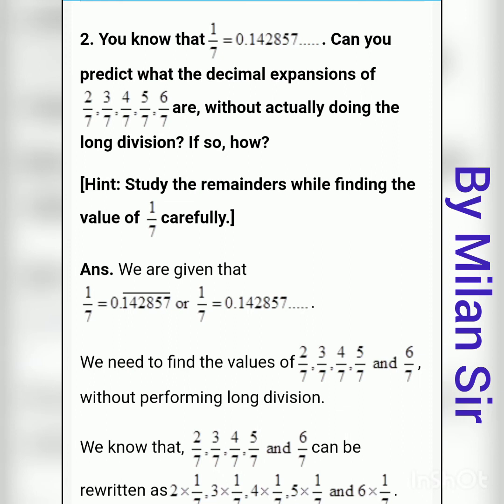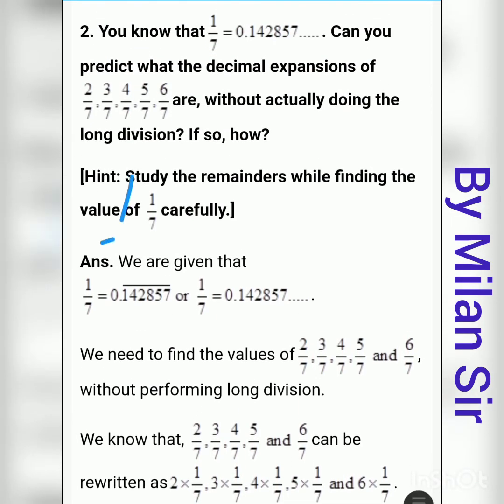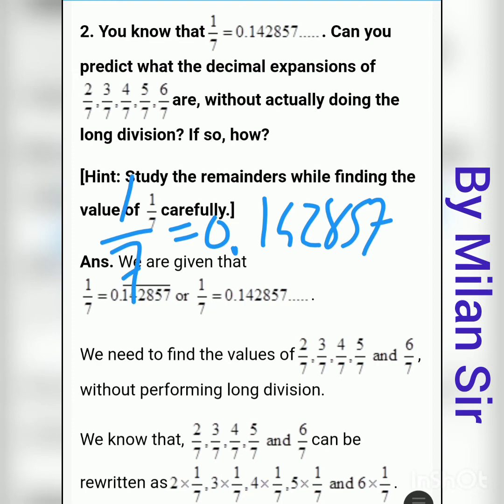Okay, so here first of all we know the value of 1 by 7, right? 1 by 7 is equal to 0.142857. Now we need to find the value of 2 by 7, 3 by 7, 4 by 7, 5 by 7 and 6 by 7.